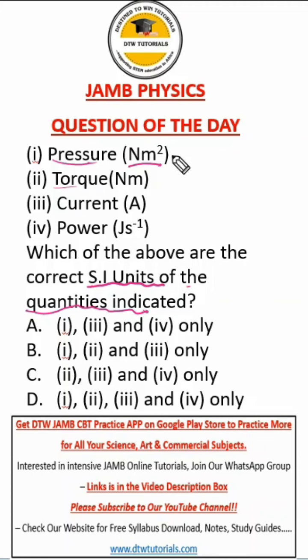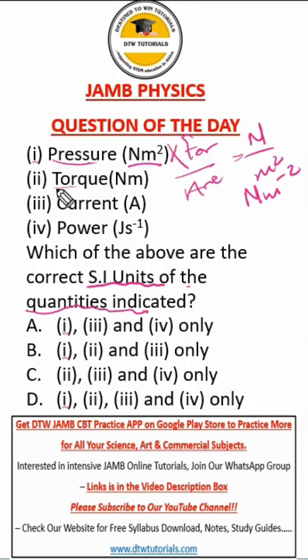Now look at pressure. Remember, what is pressure? Pressure is force over area, which is Newton over meter square. So it should be Newton per meter square, it shouldn't be this. There should be a negative. So this is wrong. Now, what is torque?